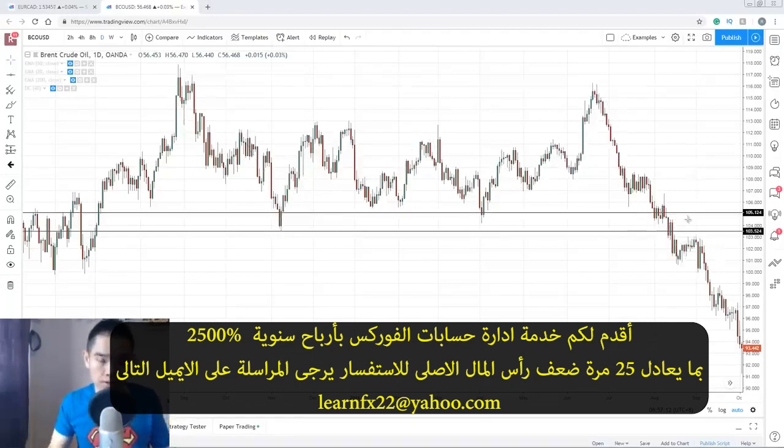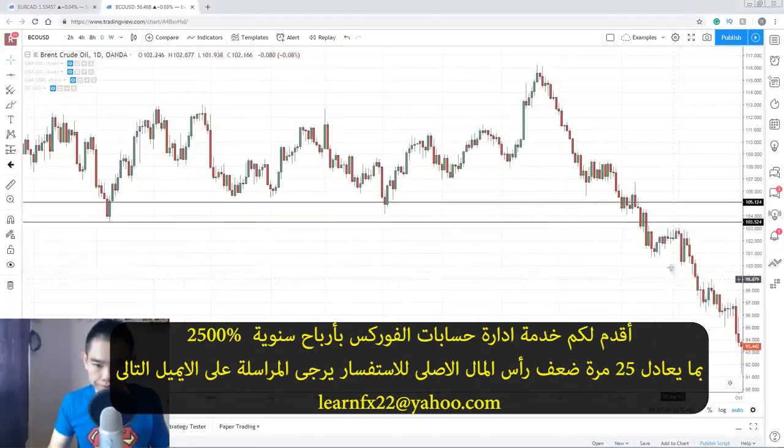So this over here is what I call the first pullback. Couple of ways you can do it. You can either trade the break of this swing low or even the break of this trend line that you can manage to connect over here. Okay, so the entry is not really important. I would say the concept of the first pullback is really what matters.